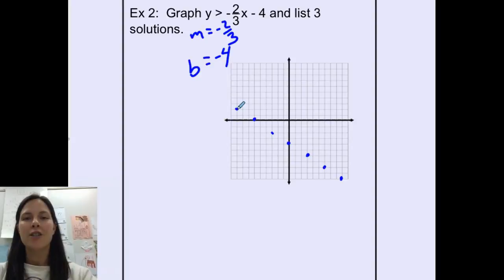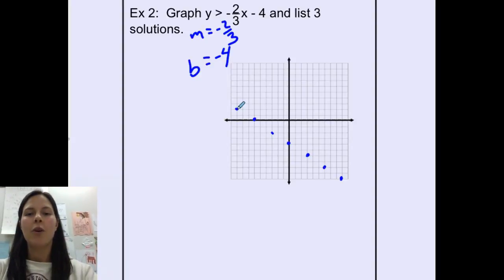Check to see if your line should be solid or dotted. In this case, we have y is just greater than, not "or equal to." So we will have a dotted line, similar to an open circle on our number line.